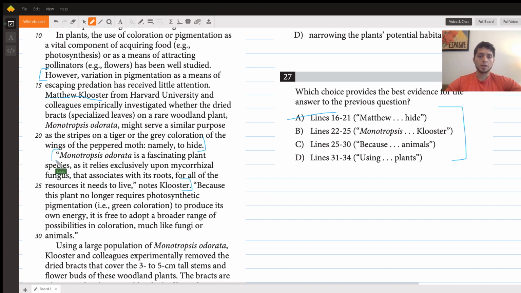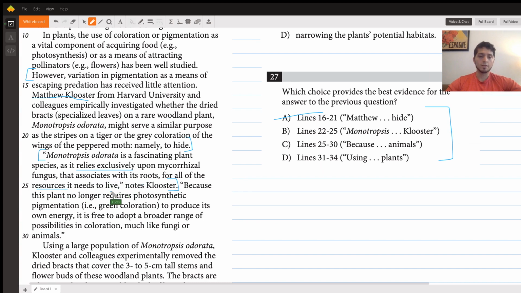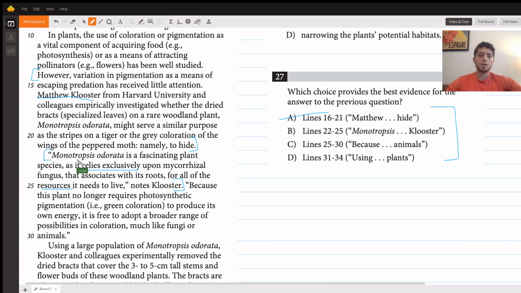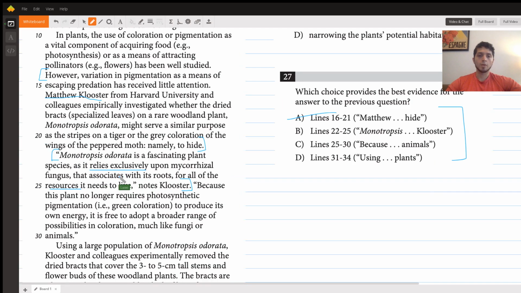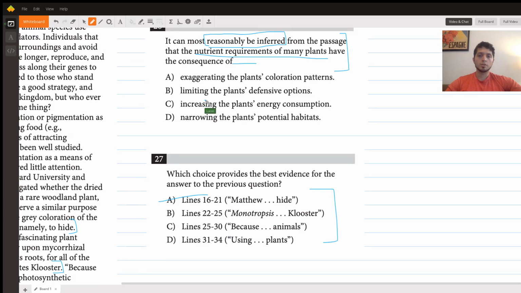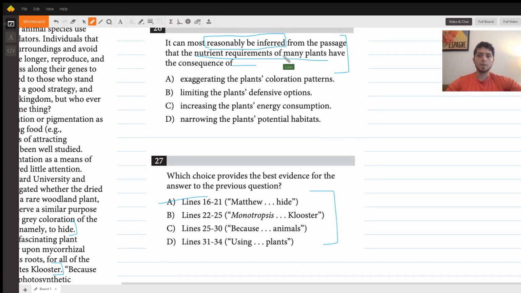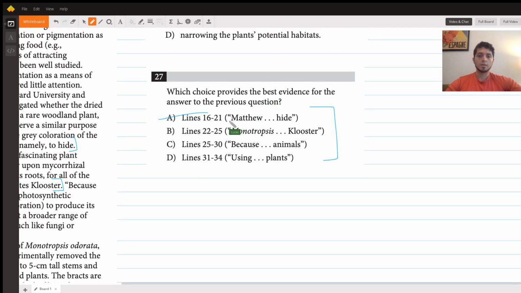I think we're getting into better territory because here we're talking about a nutrient, right? It relies exclusively upon this fungus that it associates with its roots for all of the resources that it needs to live. So this is telling us specifically about this plant that's in study, and it does tell us something about its nutrient requirements. However, it doesn't tell us too directly about the nutrient requirements of many plants, of other plants, but I still think it's useful. Let's keep it for a moment.